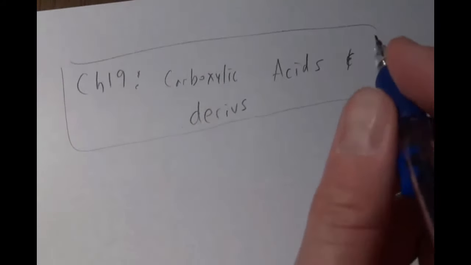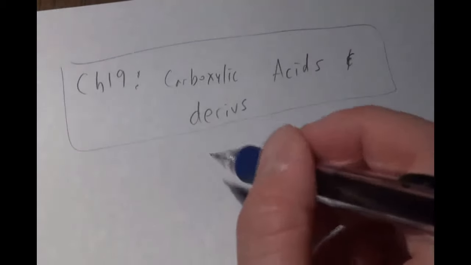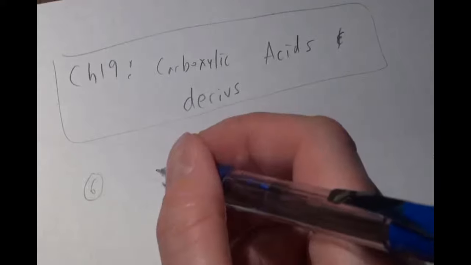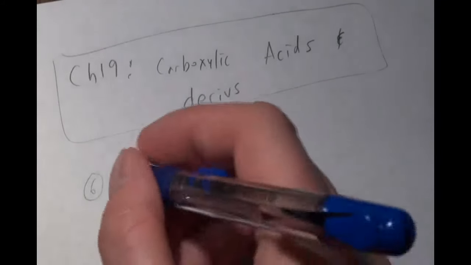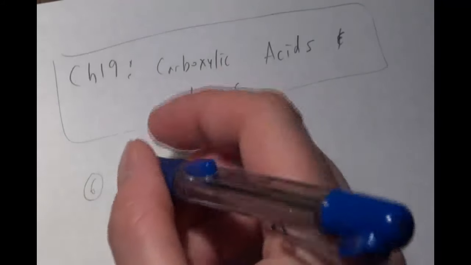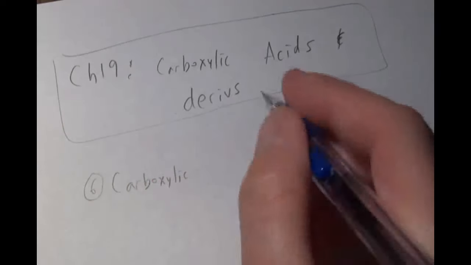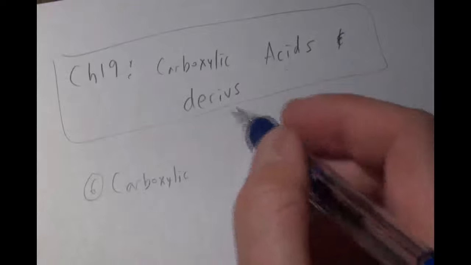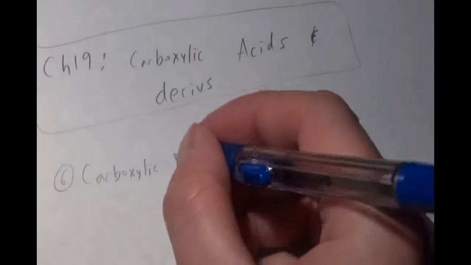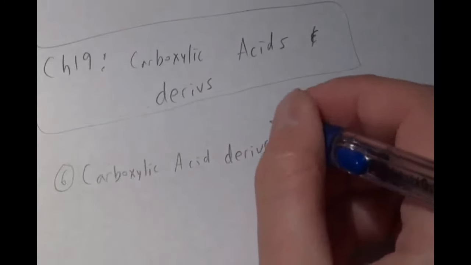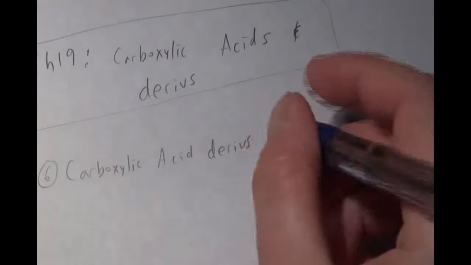And so this is a continuation of our last lecture, which is also in chapter 19. And we're getting into something called carboxylic acid derivatives. So kind of the second part of this. First we're talking about carboxylic acids, then we're talking about the derivatives. Carboxylic acid derivatives. And this is section 6.